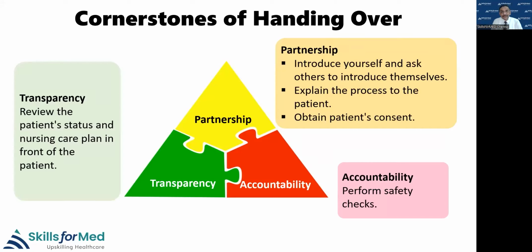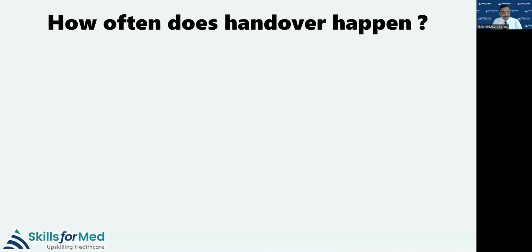That is the reason we are doing the handing over in front of the patient. Though we may not say certain sensitive issues or confidential things in front of the patient and relatives, that will be done outside the room. But as far as possible, the process has to be transparent and the patient knows what is going on. So these are the three cornerstones of handing over.